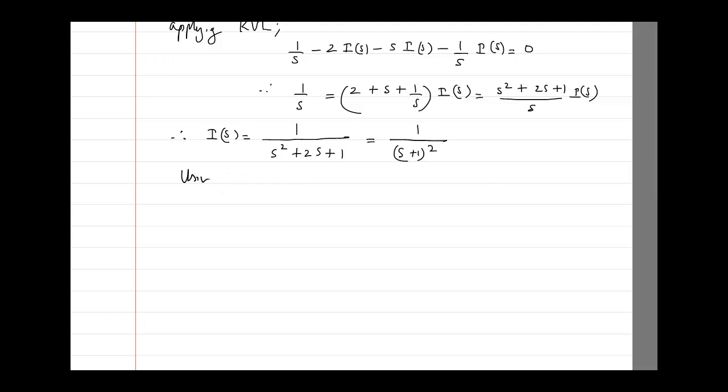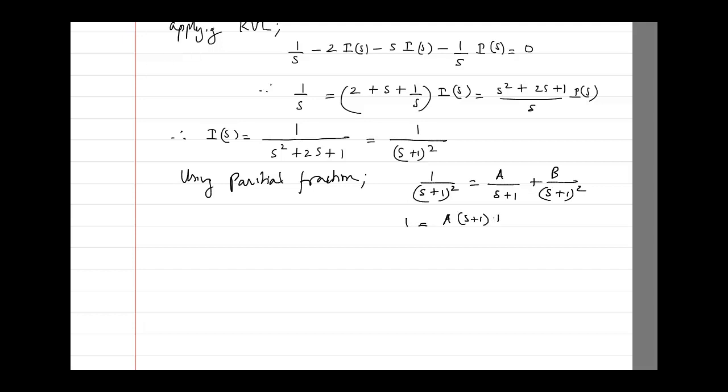So, using partial fraction, I will write 1 by s plus 1 the whole square can be written as A divided by s plus 1 plus B divided by s plus 1 square. Okay, and again using cross multiplication I will get 1 is equal to A times s plus 1 plus B, because again the denominators are same, they will cancel off. So 1 is equal to As plus A plus B.